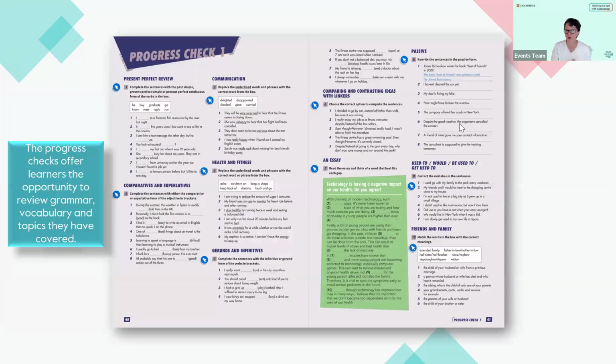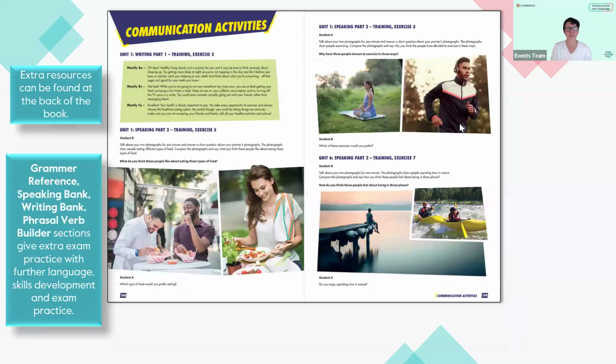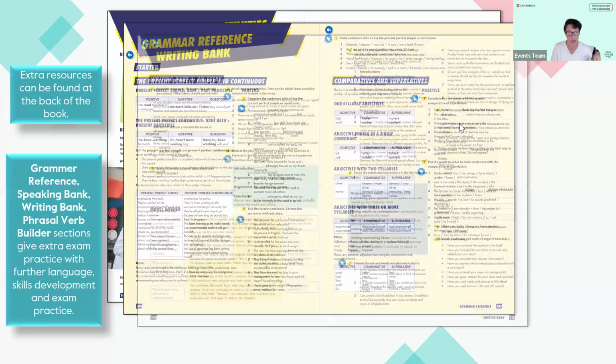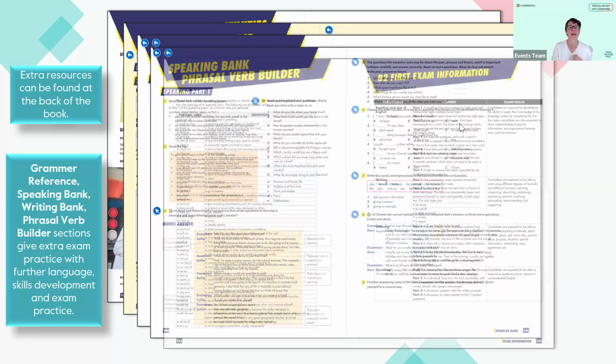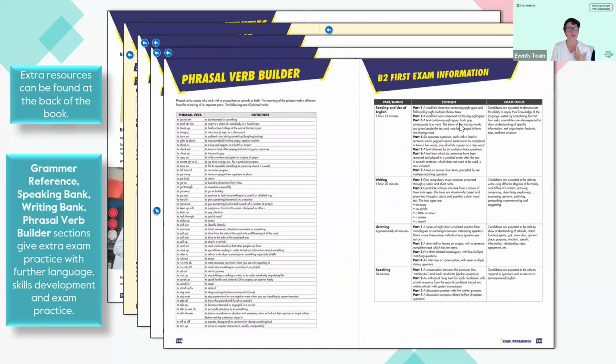As I mentioned, you've got progress tests every 2 units, so students can consolidate and assess their progress. As we mentioned at the beginning, it's a way of motivating them, showing how they are progressing and learning along their learning journey. And you've got extra resources that can be found at the back of the book. You've got communication activities, a grammar reference, writing bank, speaking bank, a phrasal verb builder. All of these extra sections are really providing further language skills development and exam practice.